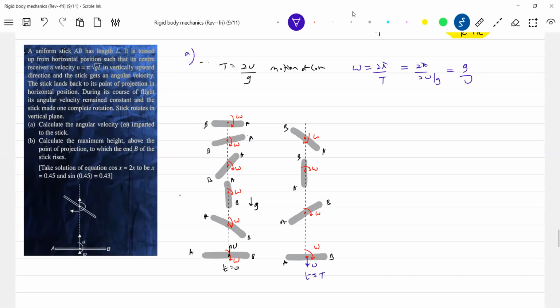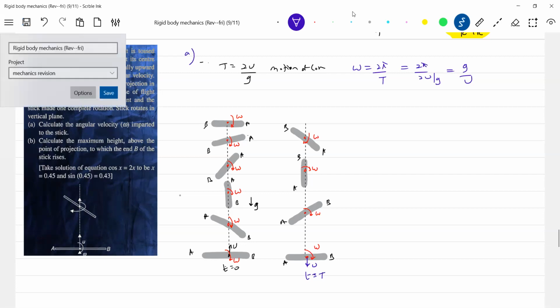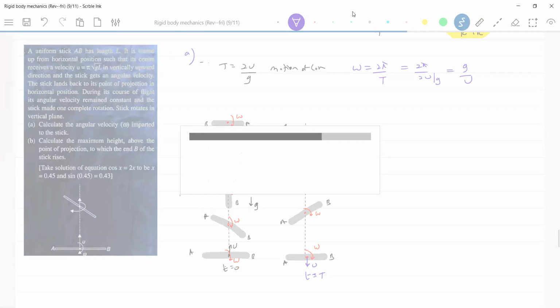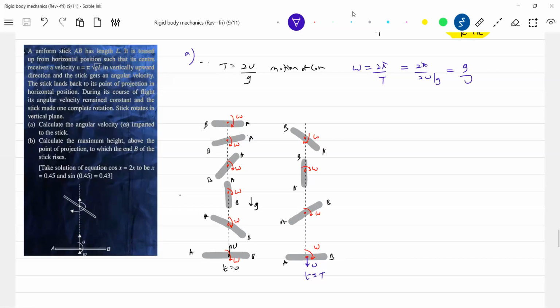Part A of the problem, objective question. Any teacher will definitely be interested to test this particular small thing. g pi by u. Oh, pi is also there, no? Yeah. Calculate the maximum height above the point of projection to which the end B of the stick rises.